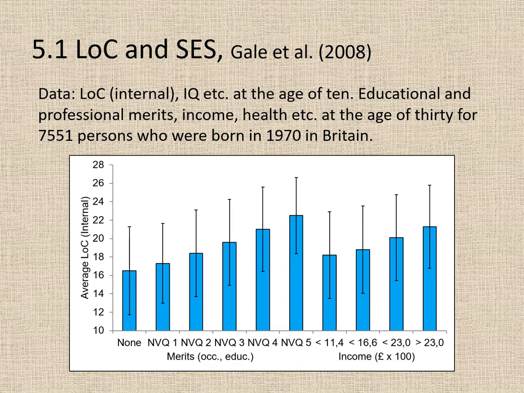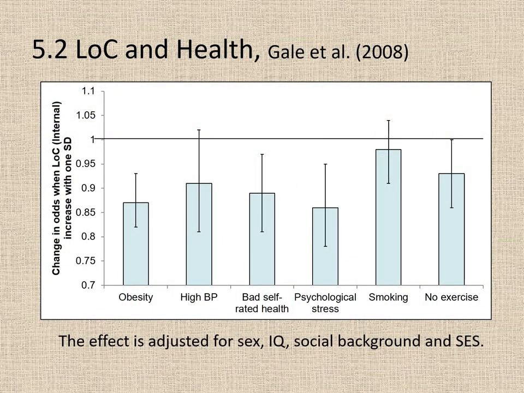Something like that. If we look at the health outcomes, it's the same here, but now it's done with logistic regression, which means that a value of 1 indicates that it doesn't have any effect on these health measurements. In this case, all values less than 1 indicate that the higher the internal locus of control at age 10, the lower the probability of these negative health outcomes at age 30. The higher the internal locus of control at age 10, the lower the odds of obesity at age 30. You see that one's not significant because it crosses 1. The lower the risk of bad self-rated health at age 30, and so on. They're all negative here, which means the higher the internal locus of control, the less risk of these bad health outcomes.